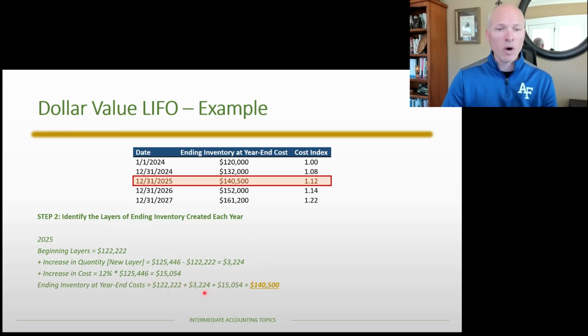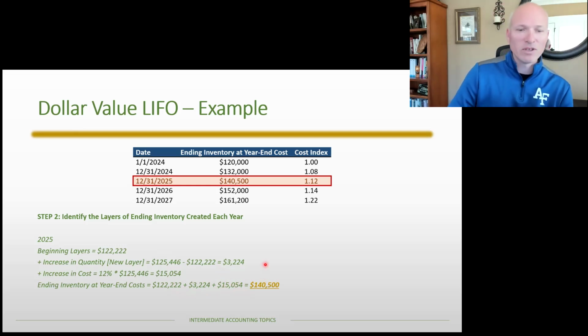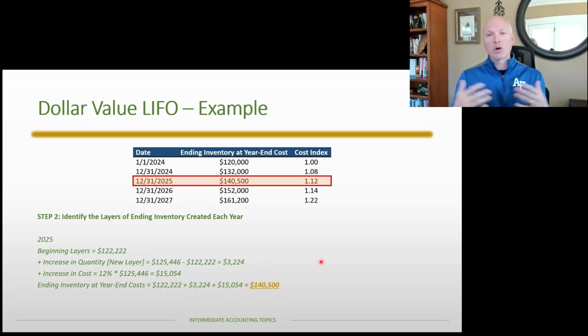And so if we take that information, we can see that our beginning inventory is 122,000. The increase in quantity is 3,224. So this is basically driven by quantity. Now this is what's driven by cost, the increase of $15,054. That is where we get the new balance of $140,500. Again, increase in quantity, increase in cost. Again, we don't need that information. We're just showing you how we see this change in our inventory. There are two things that always drive it: increase in quantity and increase in cost.